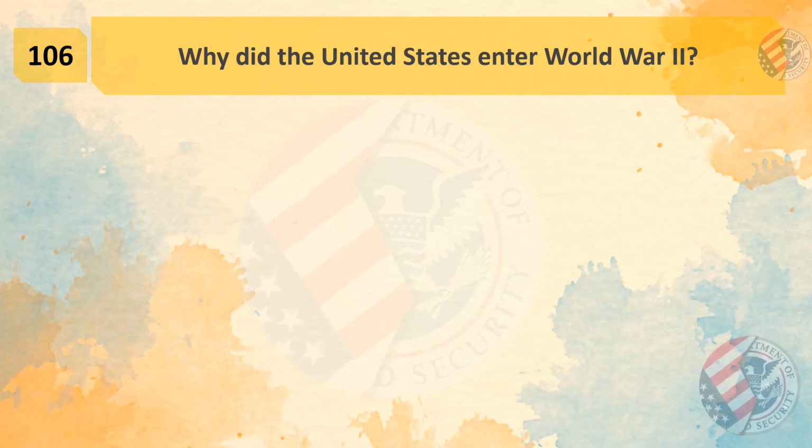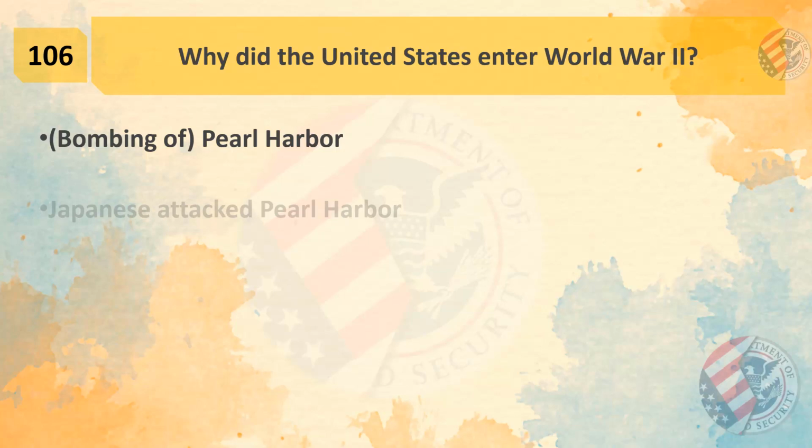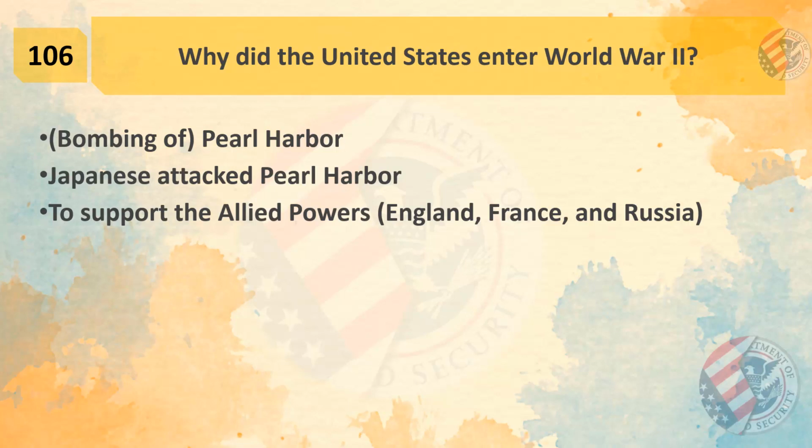Why did the United States enter World War II? Bombing of Pearl Harbor. Japanese attack Pearl Harbor. To support the Allied powers, England, France, and Russia. To oppose the Axis powers, Germany, Italy, and Japan.